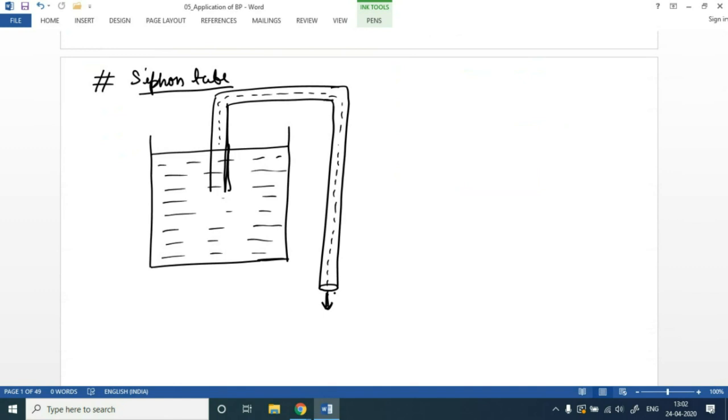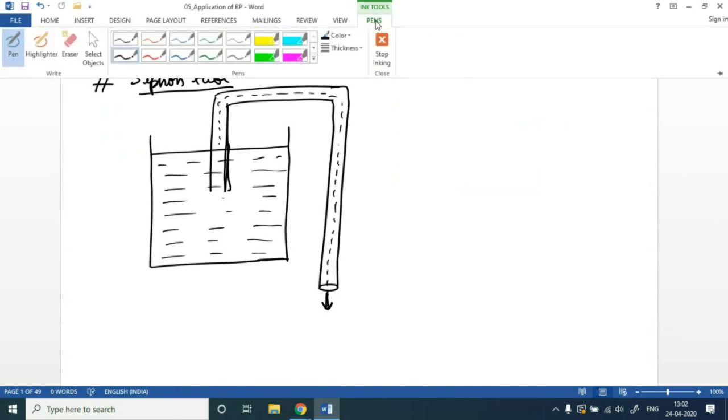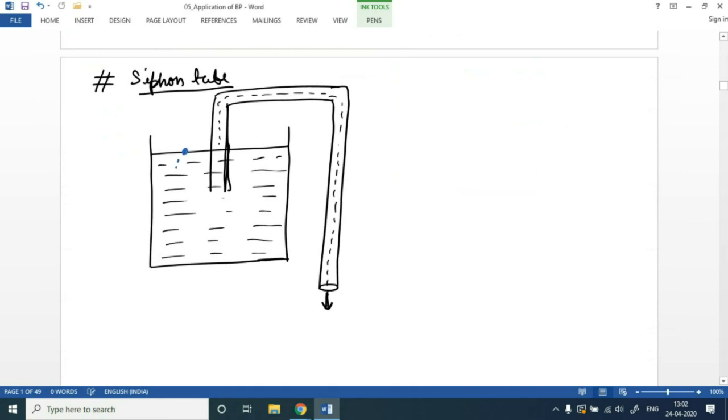In order to do that, let's define some points. Let's say this is point A, this point is B, the topmost point of the siphon tube is C, let's take one point D over here, and let's say this open end is E. This level we have seen already. So let's say this is H1, this is H2, and this is H3.